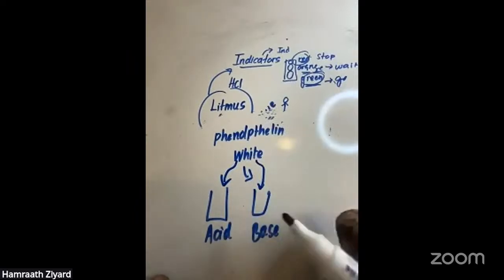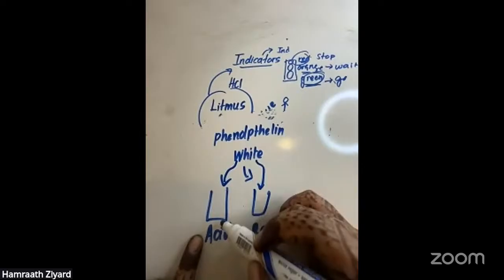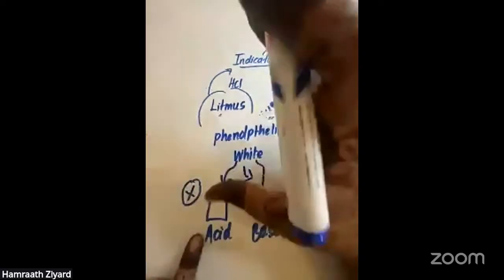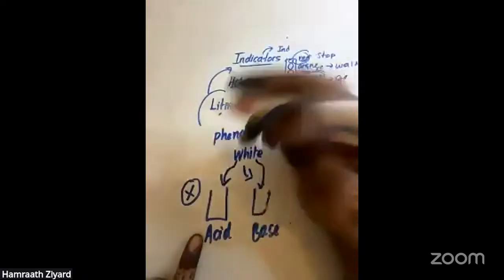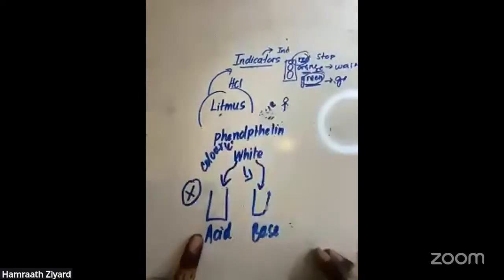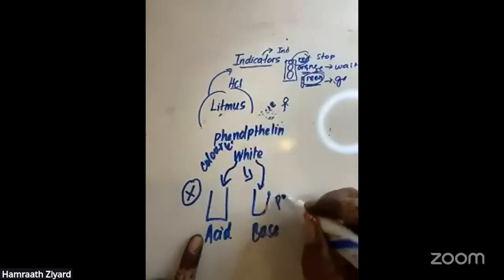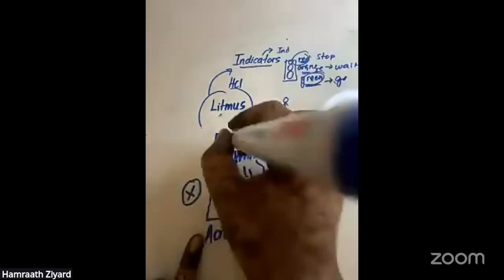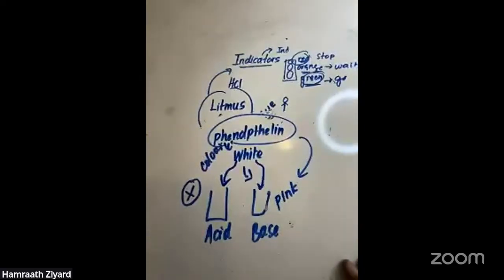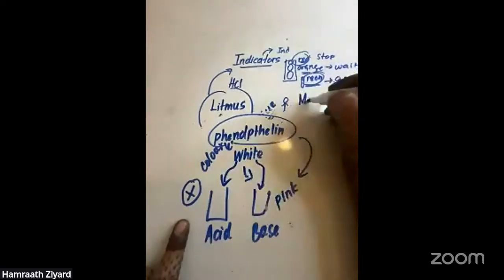When I add phenolphthalein into the acid, there is no color change. It remains colorless. But when I add the phenolphthalein into the base, it turns pink. So phenolphthalein is an indicator to identify the base. Only the base you can identify. Can you identify the acid? Can't. Then let's take the methyl orange.